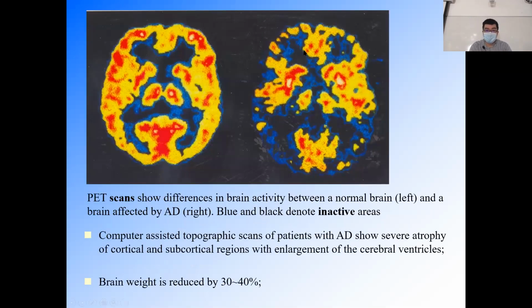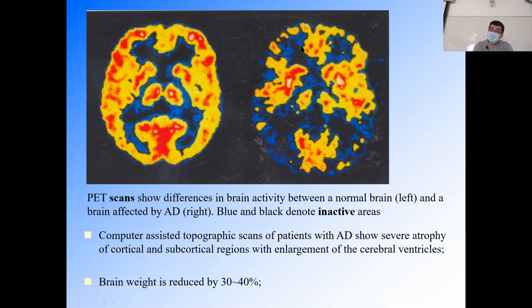So this is the PET scan to look at normal and the AD patients. Usually CT scan also will show that actually there is a severe atrophy, and you can see that usually the brain weight will reduce by 30 to 40%.